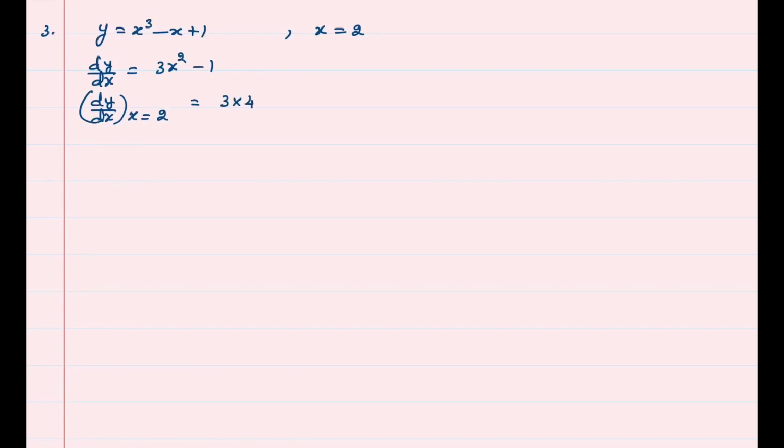Third question. Find the slope of the tangent to the curve y equal to x cube minus x plus 1 at the point whose x coordinate is 2. dy by dx is 3x square minus 1 and we will find dy by dx at x equal to 2. 3 times 4 minus 1, 12 minus 1 is 11.